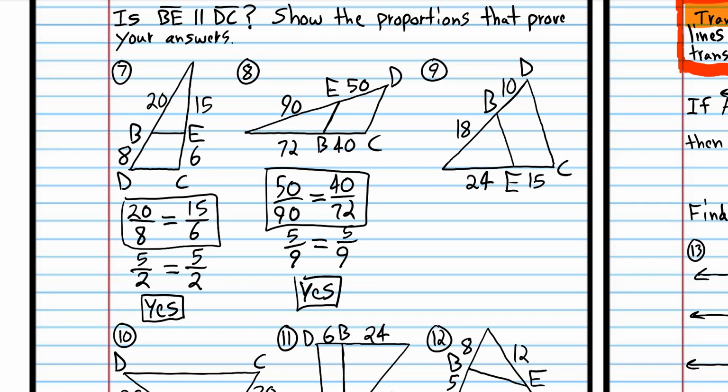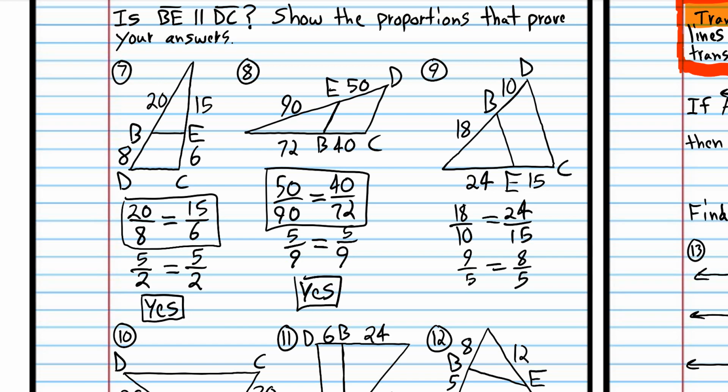All right, we'll try one more of these. 18 over 10 is equal to 24 over 15. Remember, don't get confused about which number goes where. And we're going to reduce, divide both sides by 2 on the left side, and we have 9 over 5. And then divide both sides by 3, and we get 8 over 5.